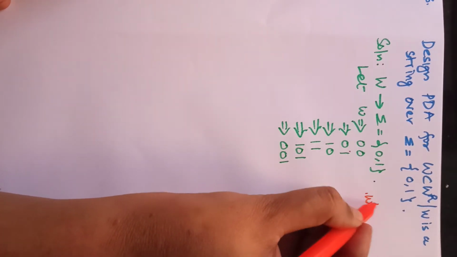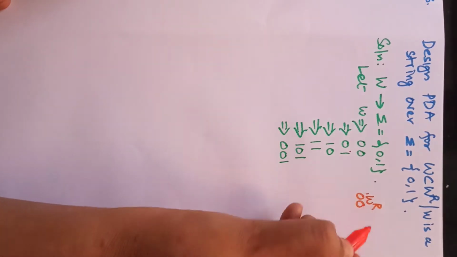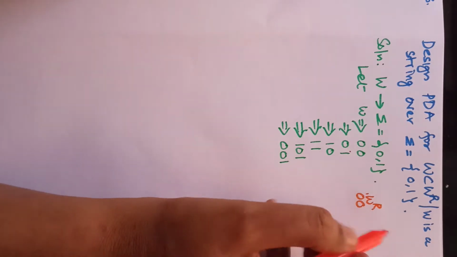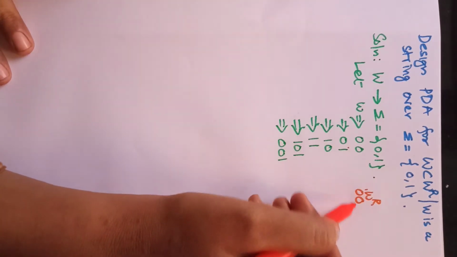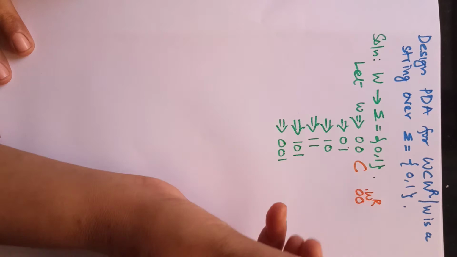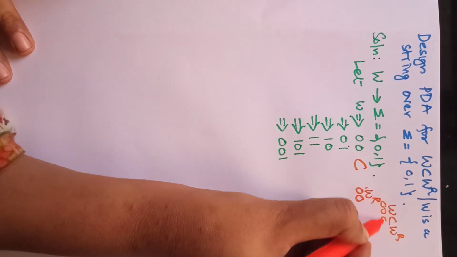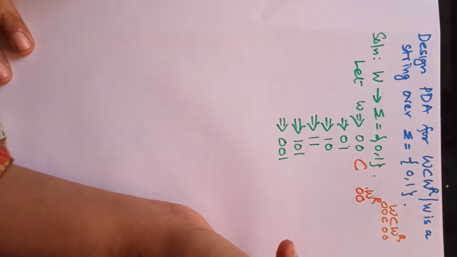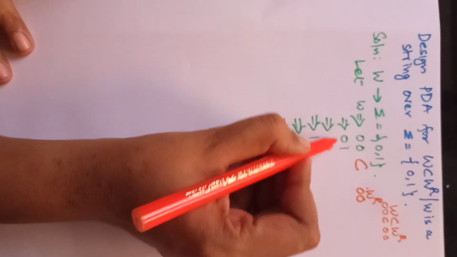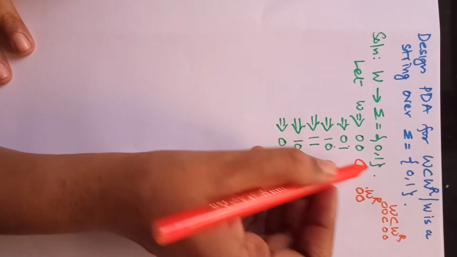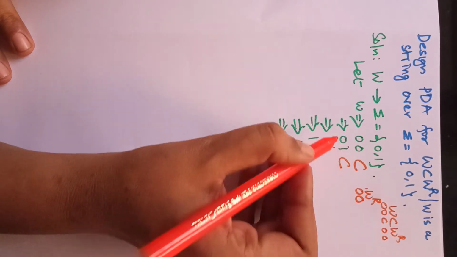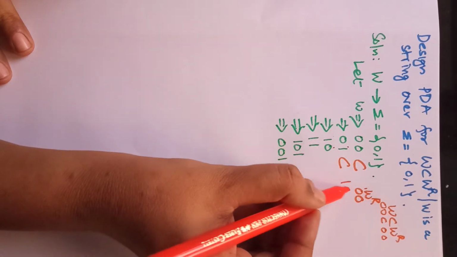The W^R for 00 is the reverse of that string. W raised to R means reverse of the string. So the reverse of 00 will be 00, and C as it is. So it is WCW^R: 00C, and the reverse of that will be 00. Okay, so if this W is 01, then we again write C, and the reverse of that string will be 10.